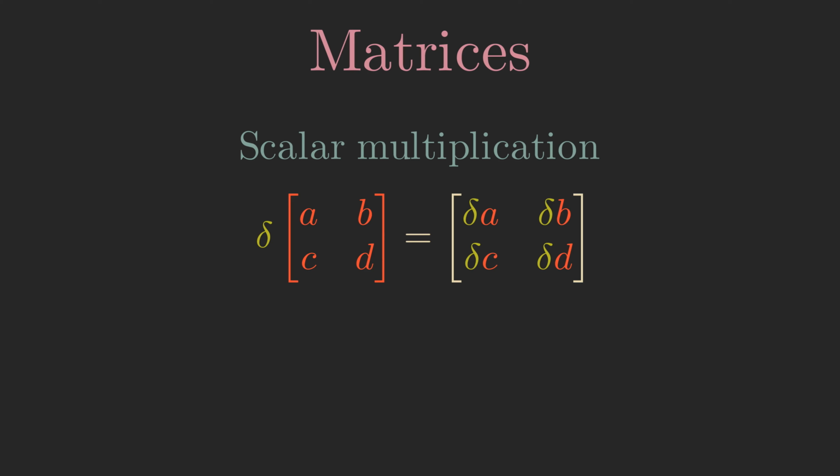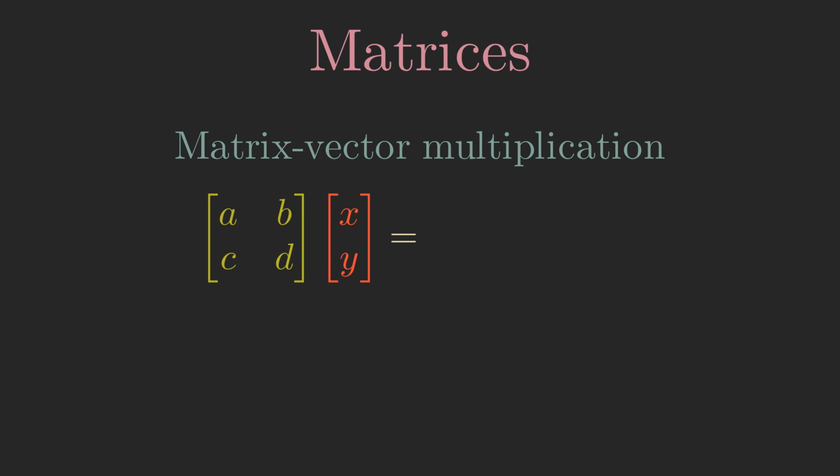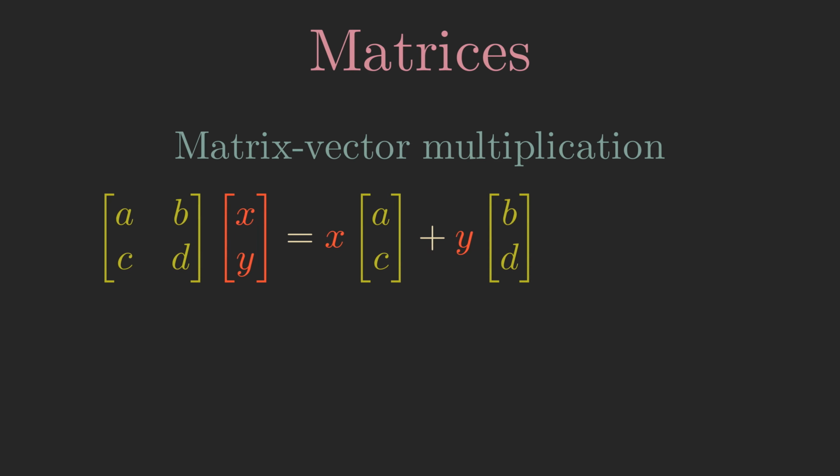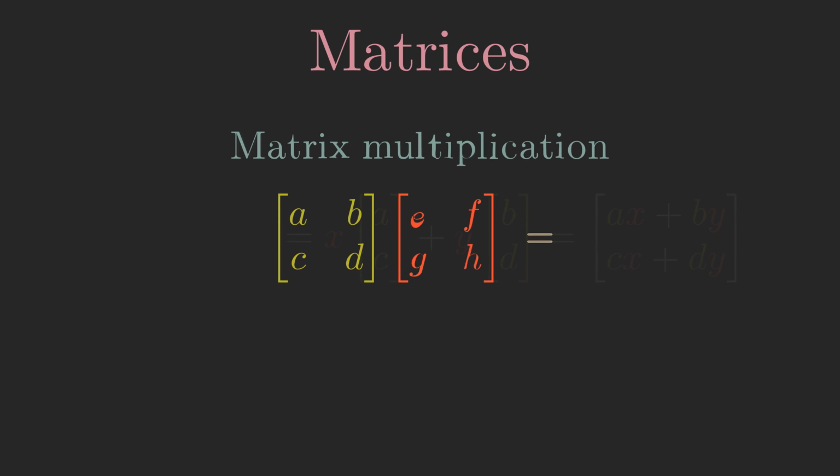Now this is where things get interesting. We can multiply vectors by matrices. The idea is to split the matrix's columns into two vectors, multiply each column by its corresponding term in the vector, and add the two columns like vectors. We can also multiply two matrices together.